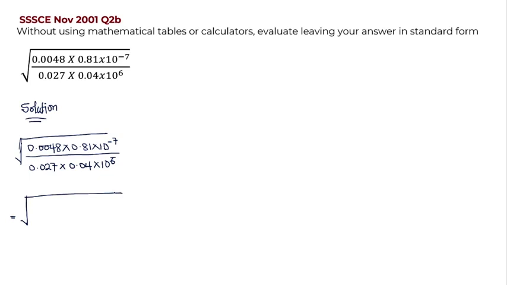I'll move the dot over here so that I have just 48. I'll move the dot 1, 2, 3, 4 times, so I'll have 48 times 10 raised to the power negative 4, multiplied by 0.81. I'm going to move the dot 2 times, so it becomes 81 times 10 raised to the power minus 2 for moving the dot twice, and then times this 10 raised to the power minus 7 over here.